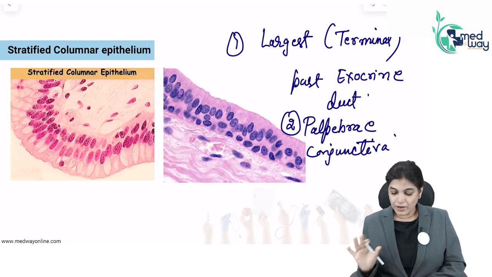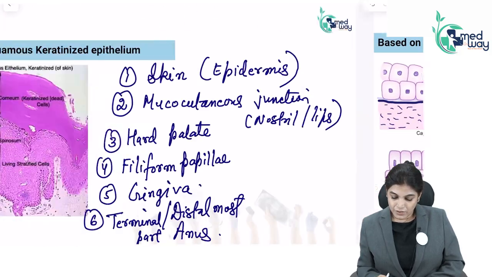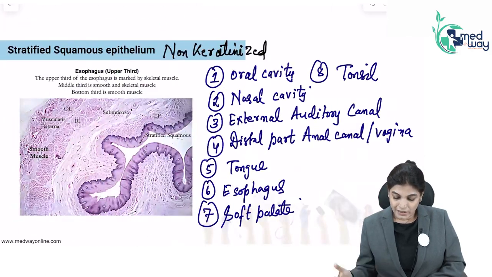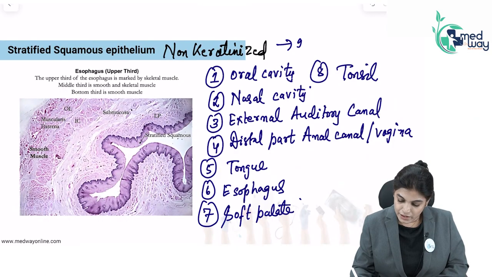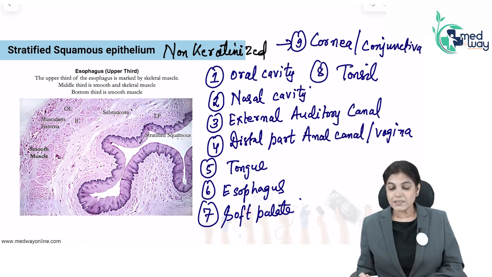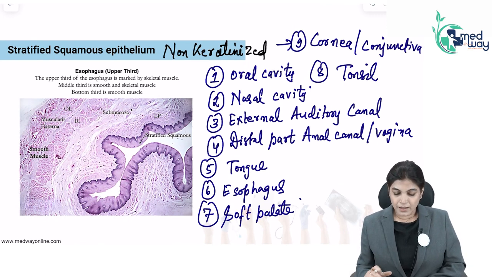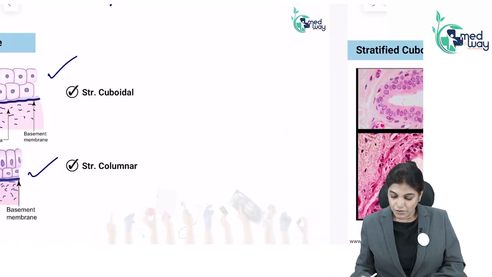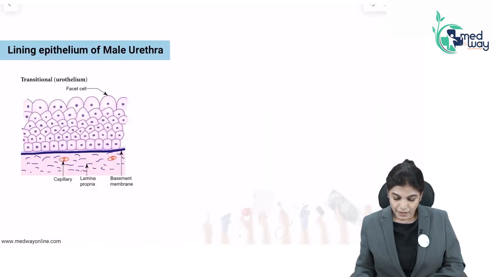Palpebral conjunctiva. Okay. Now, once more, if I go to the back one, that is the stratified squamous non-keratinized epithelium, you can also add on two more items to the list. It is also present in cornea and it is also present in part of conjunctiva. So, you can see it is also present in cornea and part of conjunctiva. Now, we are done with this. Now, let's come to the next one.